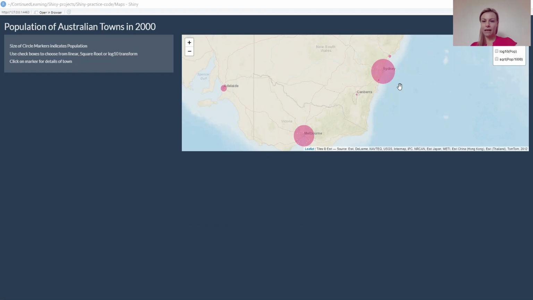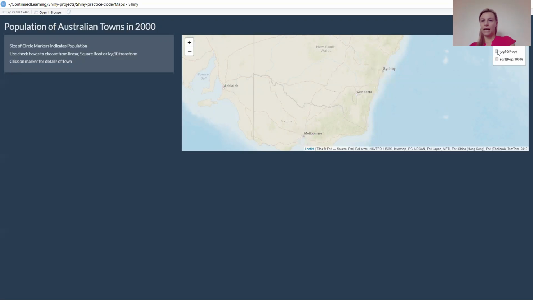So I've made the radius of the markers relative to the size of the town. And as you can see, Sydney's massive compared to other ones. It's 4 million people. It's swamping even something like Canberra here. So we really can't see. I mean, you can kind of make out some of these tiny dots around here, but it's very hard to see them at all, let alone click on them.